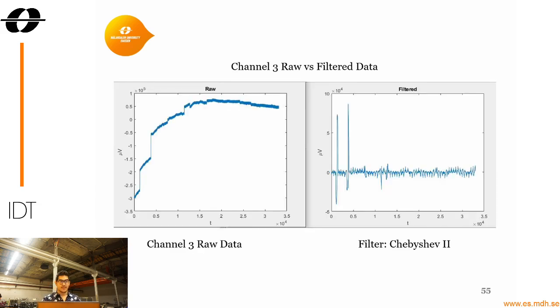Here, in the left picture, we can see the raw data for channel 3, which was placed around here, which is a really important part for our purposes, which is motor imagery. And on the right-hand side, you can see the filtered data with the Chebyshev.